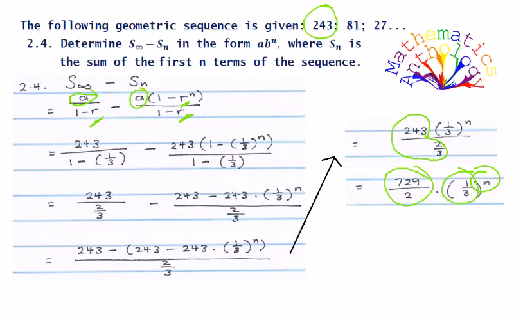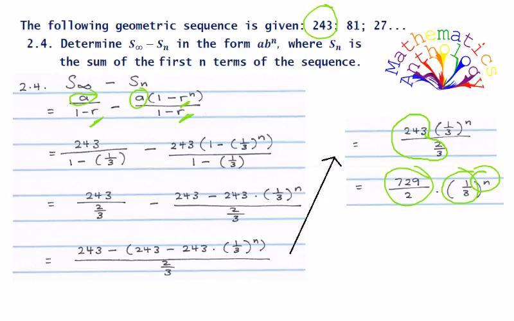Remember, our answer needs to be in the form of ab to the power n. So the first fraction can simplify to 243 over 2/3 minus the second fraction there. We can open out the bracket by distributing the 243 into the bracket. So 243 times 1 is 243, then 243 times negative 1/3 to the power n will be negative 243 times 1/3 to the power n. All over the bottom subtraction there will give you an answer of 2/3.